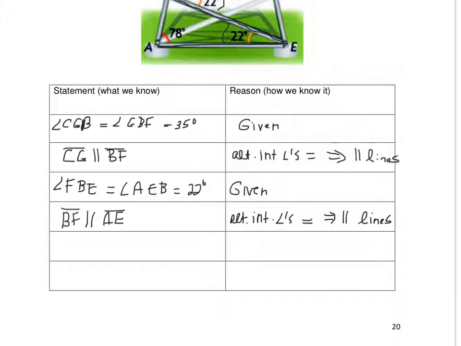And therefore, if CG is parallel to BF and BF is parallel to AE, then CG, oh, I made my G first, doesn't matter if I say CG or GC actually. CG also has to be parallel to AE by the transitive property as well. Because both of those lines are parallel to BF, they have to be parallel to each other. So we've proven that all three lines are parallel to each other.